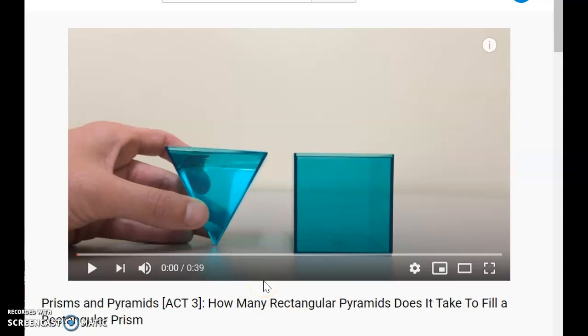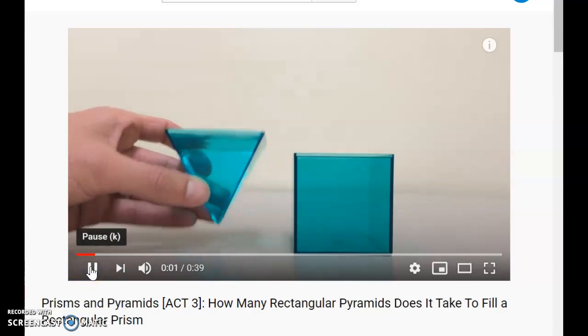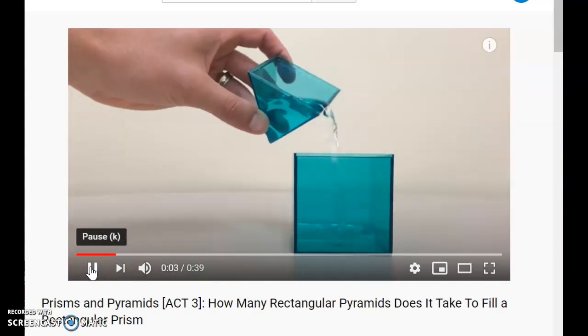The second recording does a very similar thing, but this time we are comparing the volume of a rectangular pyramid to the volume of a rectangular prism. Notice that again they have the same height. And if you compare the base area of this prism with the base area of this pyramid, you'll find that they are exactly the same as well. So he fills it up.